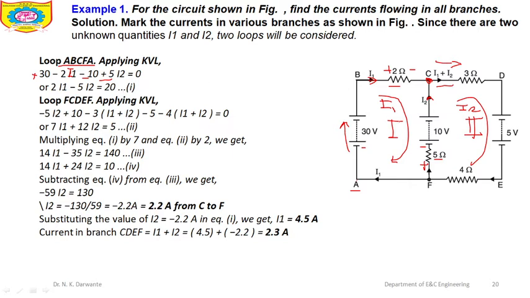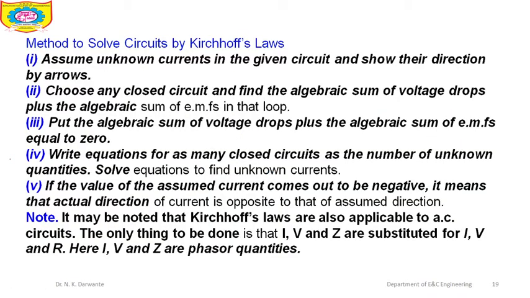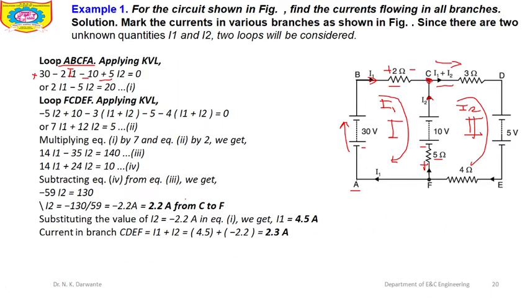How many unknown parameters are there in this circuit? We have two unknown parameters, I1 and I2. Therefore, how many equations do we have to obtain? You can see that we write equations for as many closed circuits as the number of unknown quantities. As the unknown quantities are 2, we need to find two equations. Therefore we will go for the second loop, FCDEF.